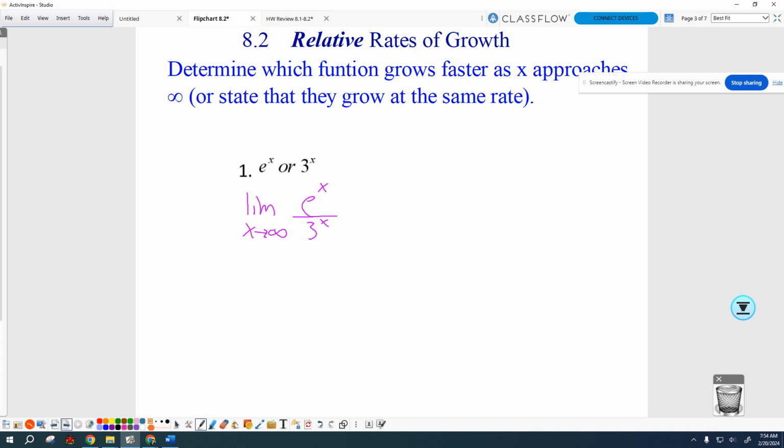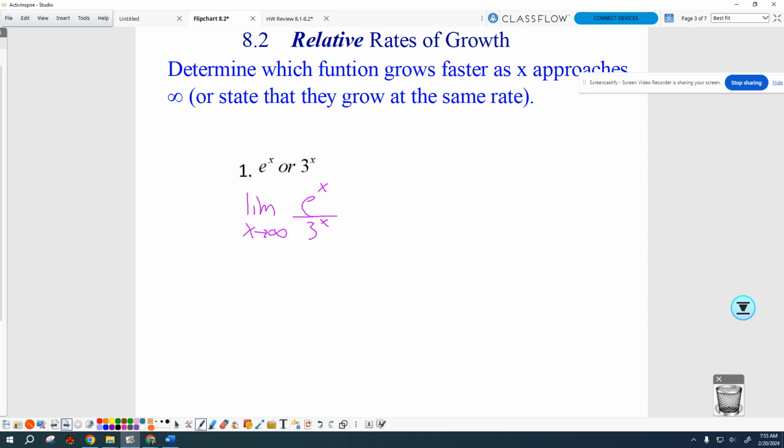And this, if I try to do L'Hopital's, the derivative of e to the x is e to the x. The derivative of 3 to the x is natural log of 3 times 3 to the x. Those things are never going to go away, so I need a different strategy that we haven't done since Algebra 1, maybe?